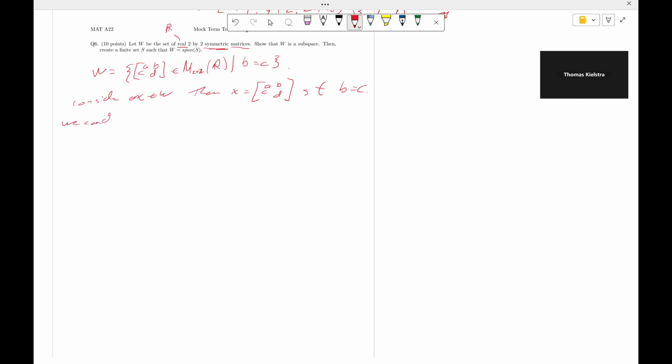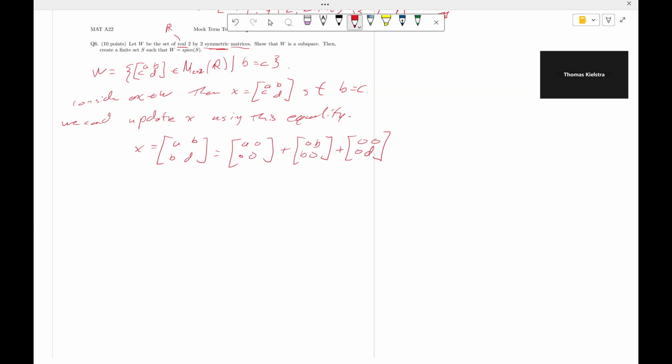Then X equals [A, B; C, D] such that B equals C. We can update X using this equality. X equals [A, B; B, D], which equals [A, 0; 0, 0] plus [0, B; B, 0] plus [0, 0; 0, D]. And now that we've ensured that this equality is always satisfied, we're splitting up based on our scalars.